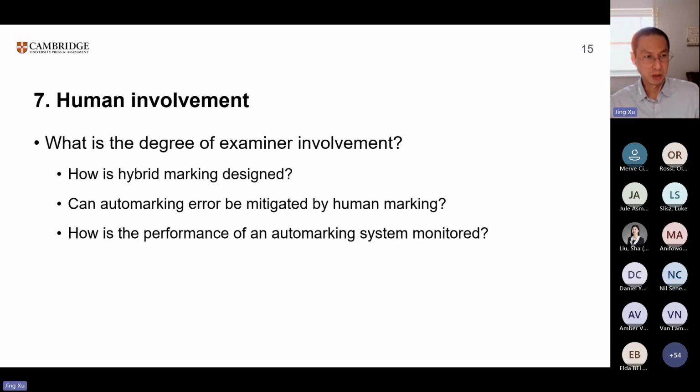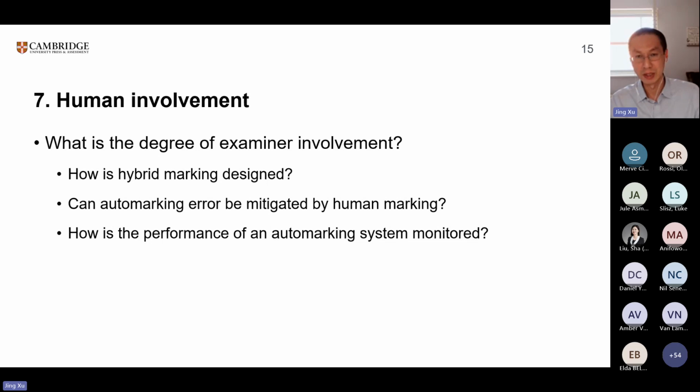Okay, now the seventh is about human involvement, and we know that the auto-marking system has its limitations and weaknesses. This is the study we did on the Linguaskill auto-marker. So the question is how we can use examiner expertise to compensate for these limitations. As I've shown you in the diagram before, we use a hybrid marking system. But how is the hybrid marking system designed? I think there are different ways to do it.